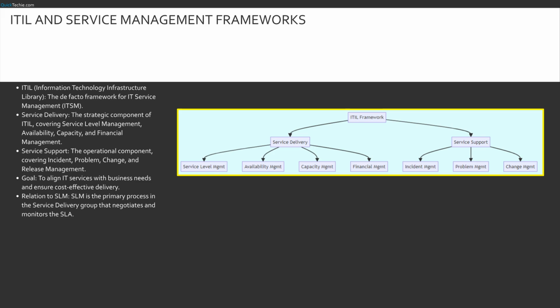This hierarchy places SLM within the ITIL universe. ITIL splits into service delivery, strategic, and service support, operational. Service level management is a pillar of service delivery, working alongside availability, capacity, and financial management. Service support handles the daily fires like incidents and changes.